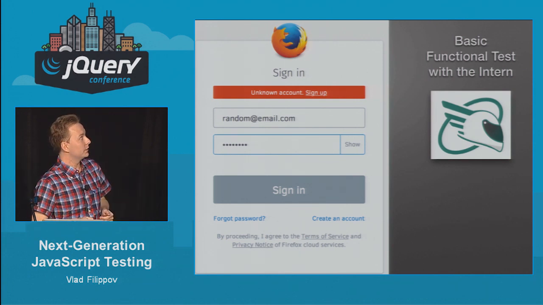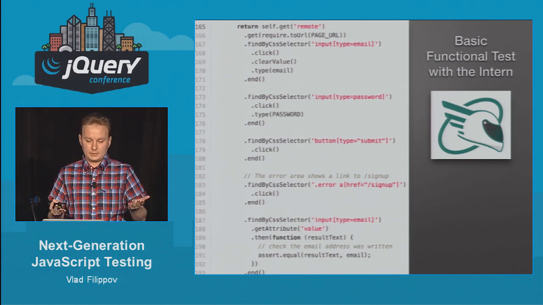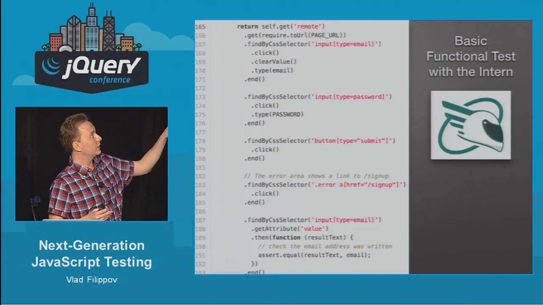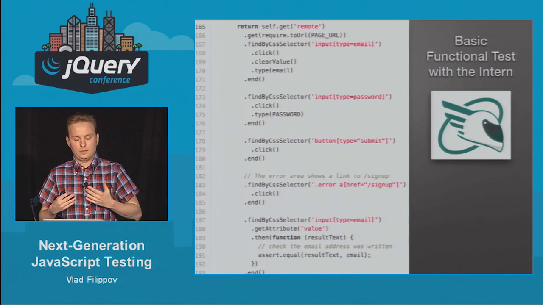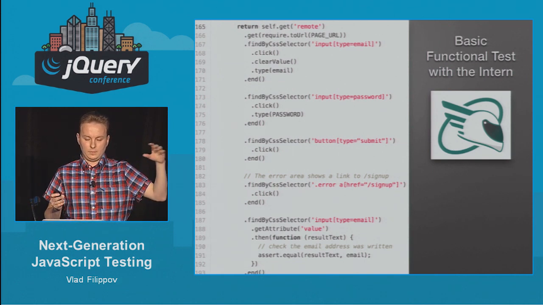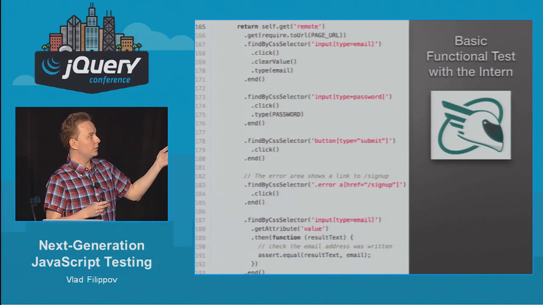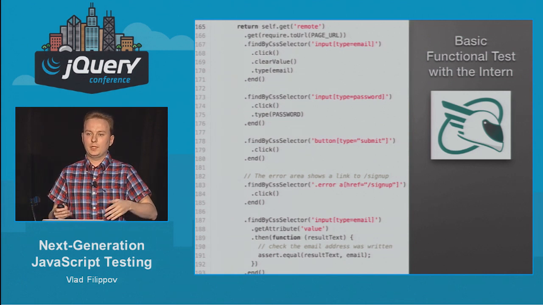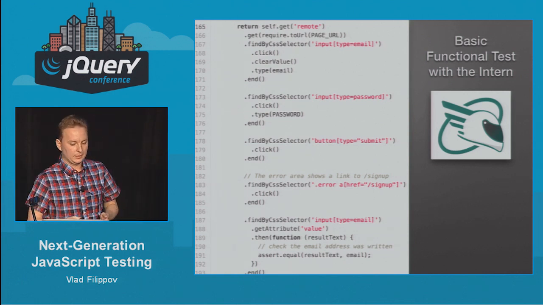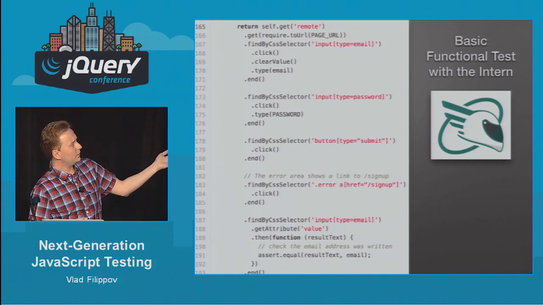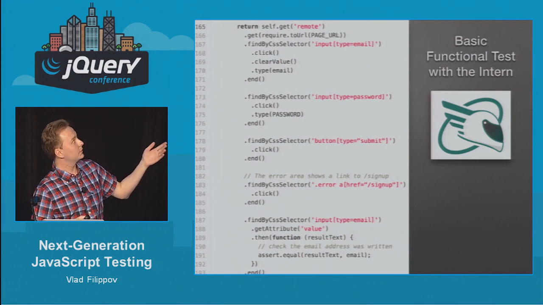So how can we automate this? Here's a test. This is the body of the test, and the top of the test, like I showed you with the unit test, would be the same. You would include your assertion library. You would include the Intern module. So writing functional tests is pretty easy.